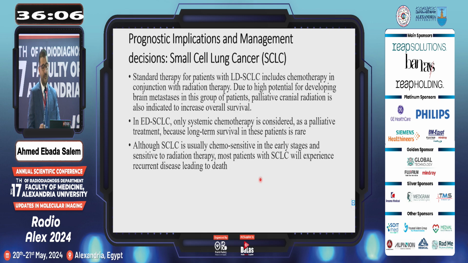Standard therapy for patients with limited disease small cell lung cancer includes chemotherapy, and they may also have radiotherapy, due to the high potential of developing brain mets in those patients. In extensive disease, the mainstay is systemic chemotherapy. They may get radiation as part of palliation.